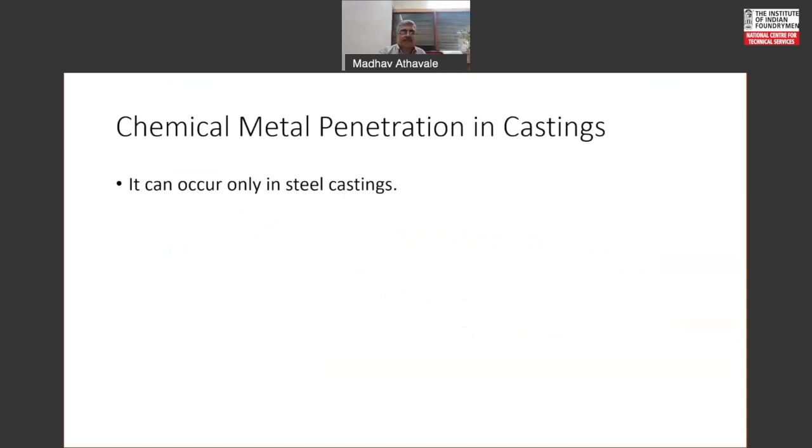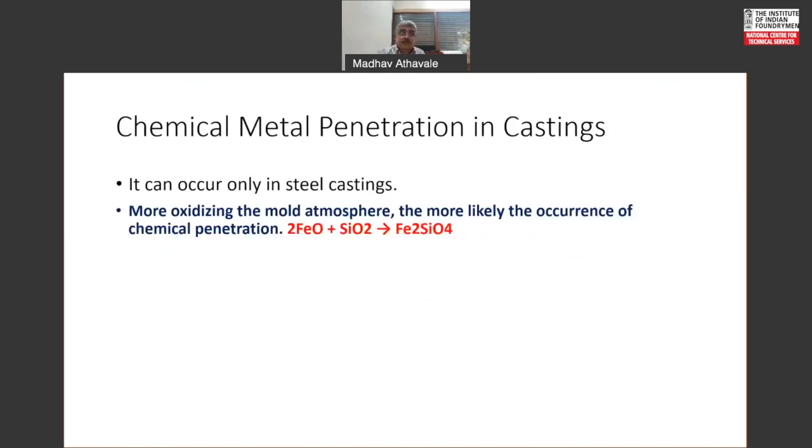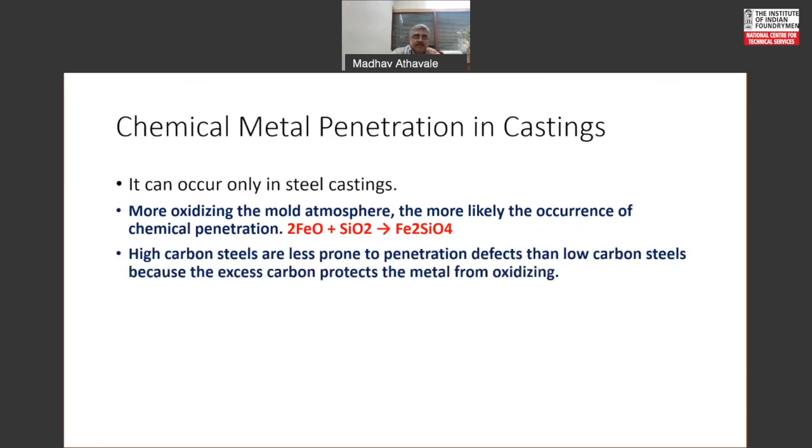The experiments, at least in the laboratories, suggested that chemical metal penetration is predominant in steel castings, even though it can happen in some of the iron castings. But what was found, at least under laboratory conditions, was that only when there is an oxidizing mold atmosphere is there a likelihood of chemical penetration. True in the case of steel.